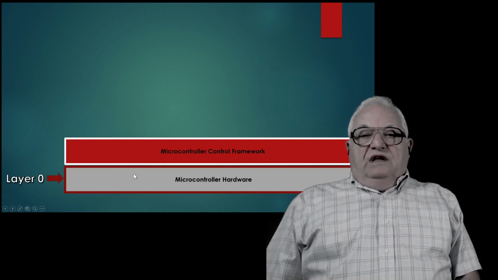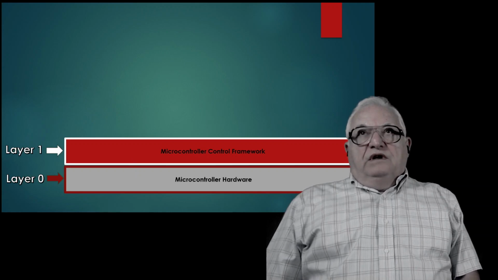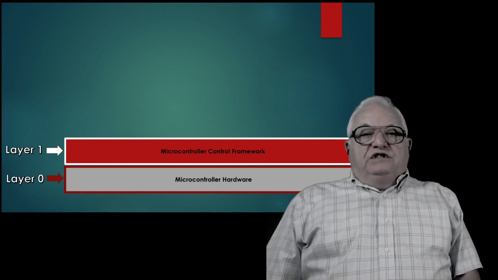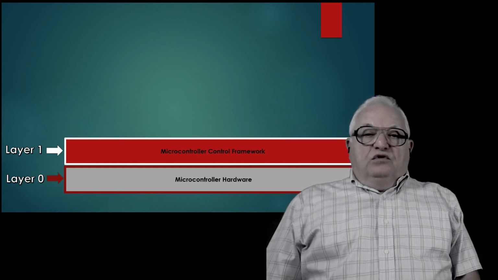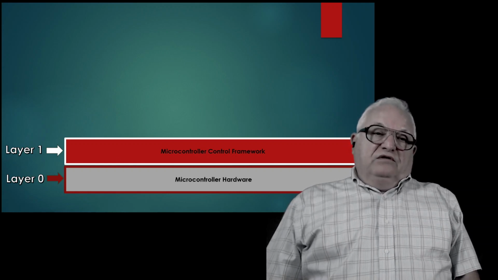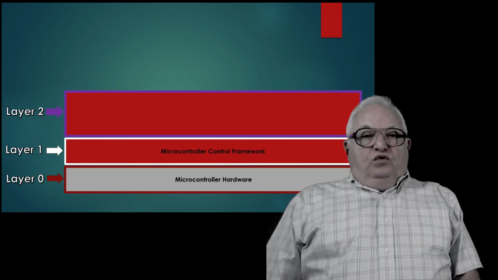On top of the layer 0, we'll have a layer 1, which is the microcontroller framework. The microcontroller framework will allow us to access all the registers in the microcontroller. And as I'll explain later, those registers enable us to control functionality and also configure the microcontroller. On top of that, we'll have a layer 2.